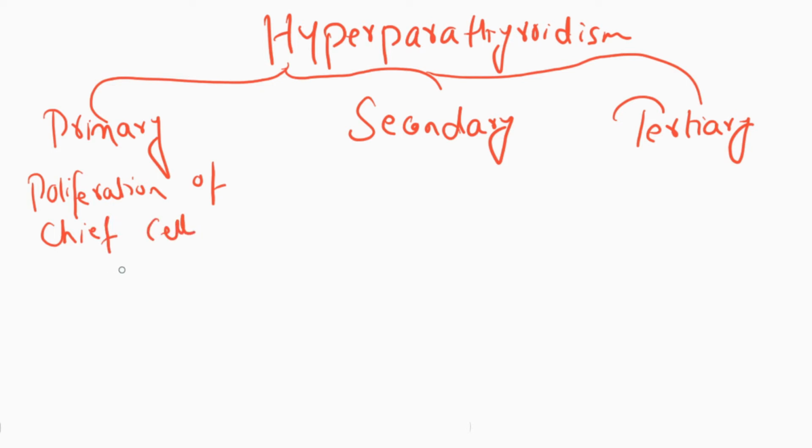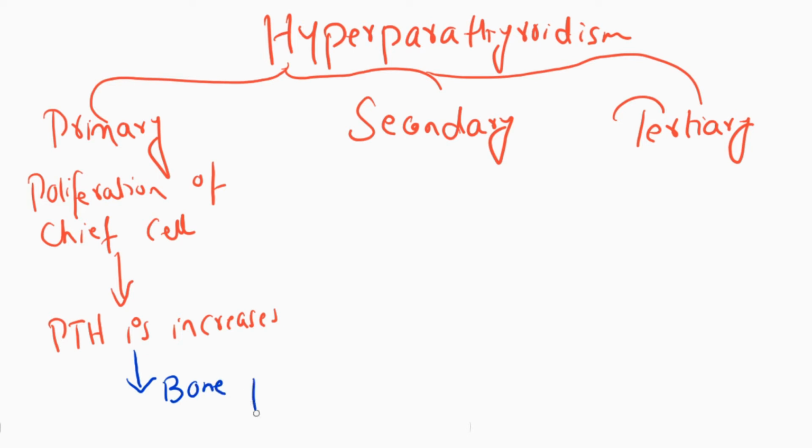Due to proliferation of chief cells, the amount of parathyroid hormone increases. Increased amount of parathyroid hormone results in bone pain and retardness. Bone pain and retardness is due to calcium reabsorption.